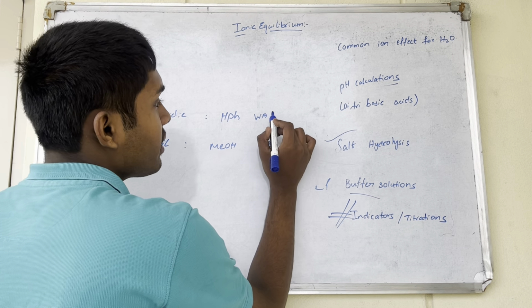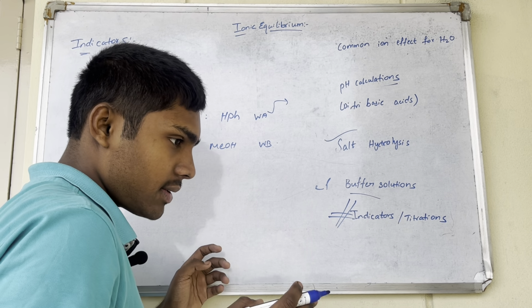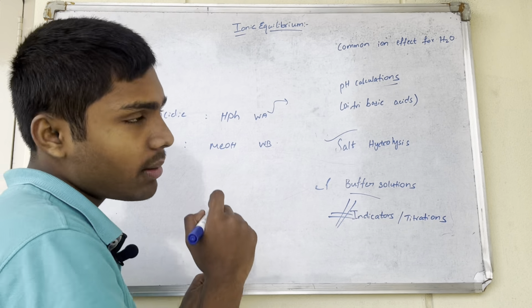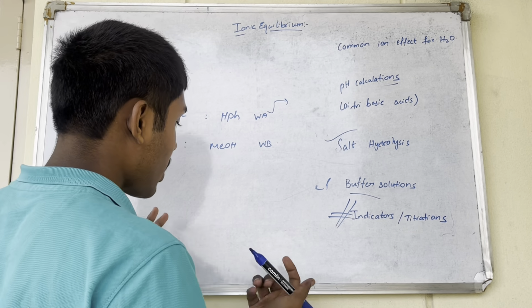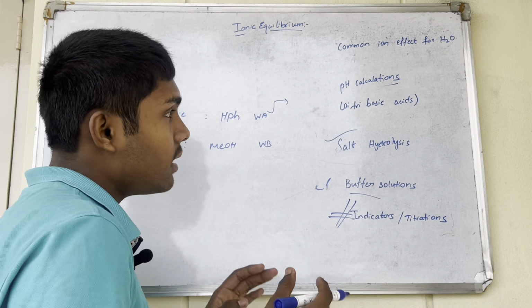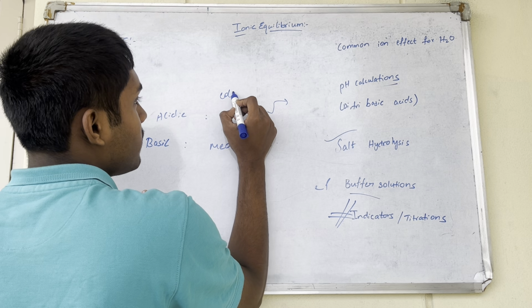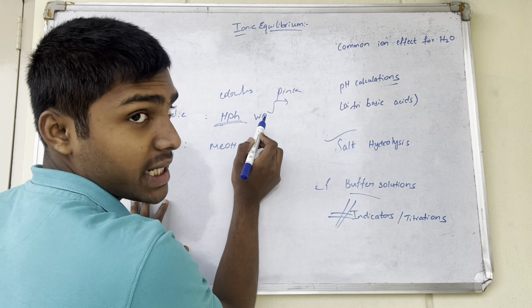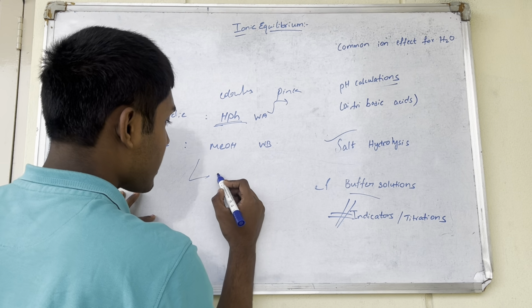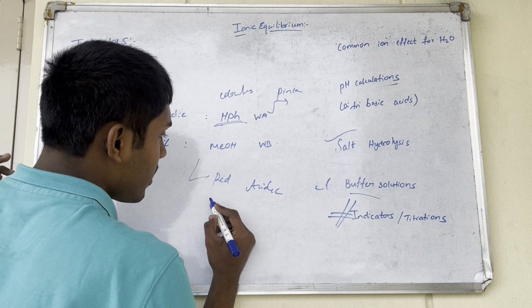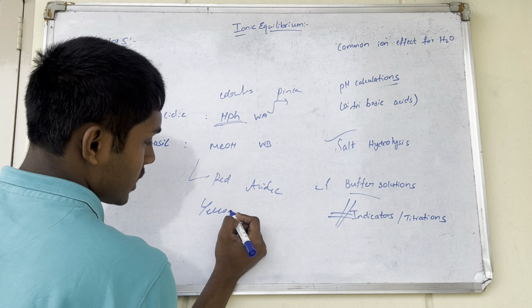We have to know the important features of them. When you have a basic solution and you add phenolphthalein to it, it will show a pink color. So in basic solution it shows pink color, and in acidic solutions it will be colorless. Phenolphthalein is colorless for acidic solutions and pink for basic solutions. Coming to methyl orange, it will be red for acidic solutions and yellow for basic solutions.